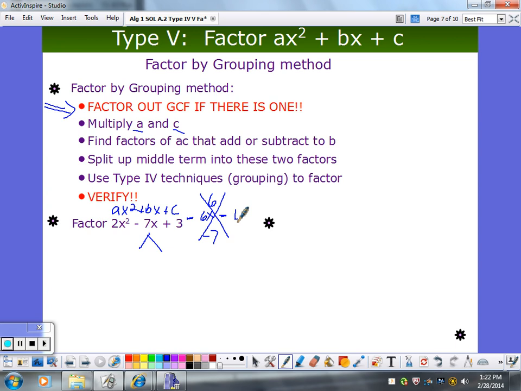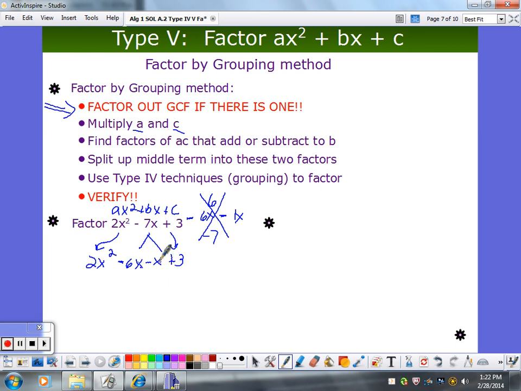Might be helpful to put x's here, because instead of writing negative 7x, I'm going to write negative 6x minus 1x, because what is negative 6x minus x? Negative 7x. So I'm just splitting that guy up. I'm reverse spoiling. I'm letting it do it for me. Now the 2x squared stays, the plus 3 stays. I'm just messing with my middle term. I'm rewriting it a different way. Then I'm going to do grouping.